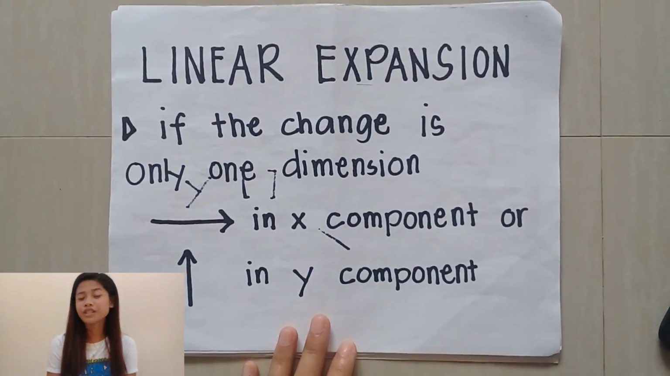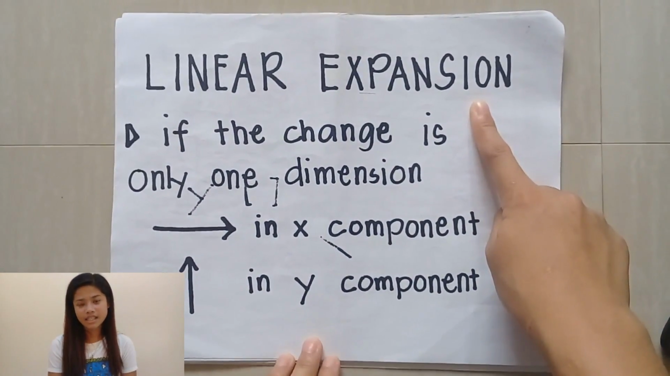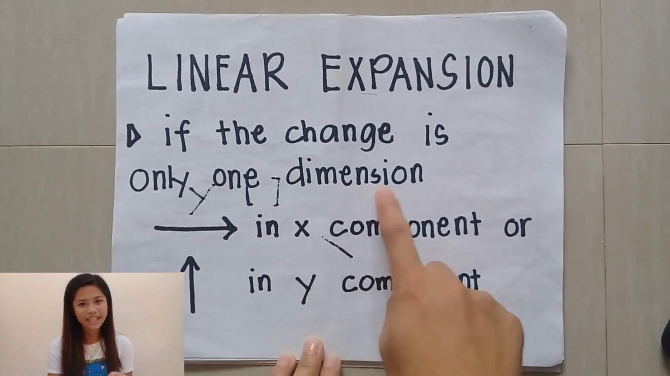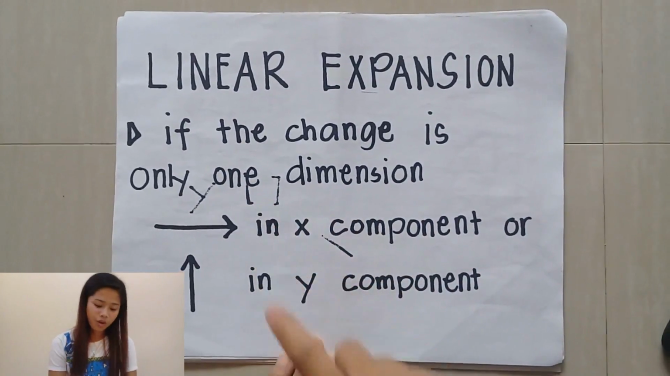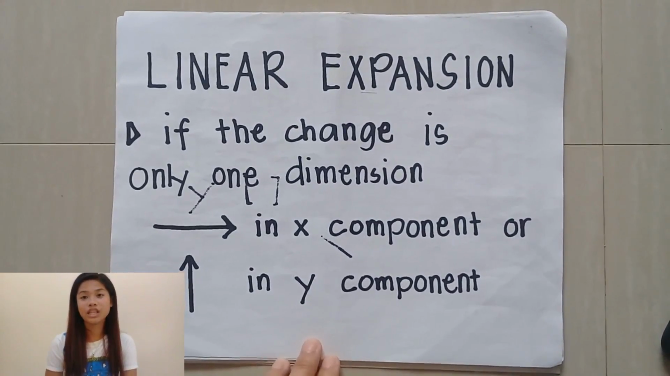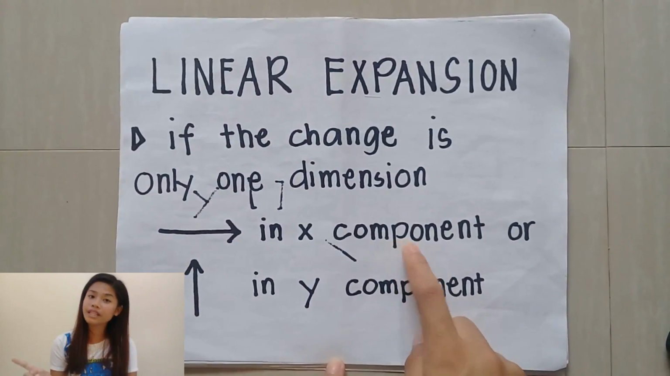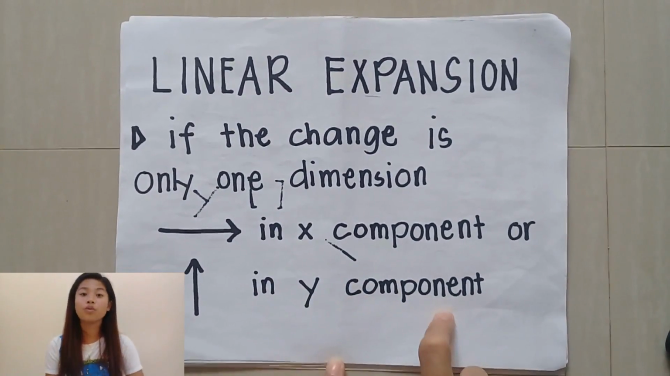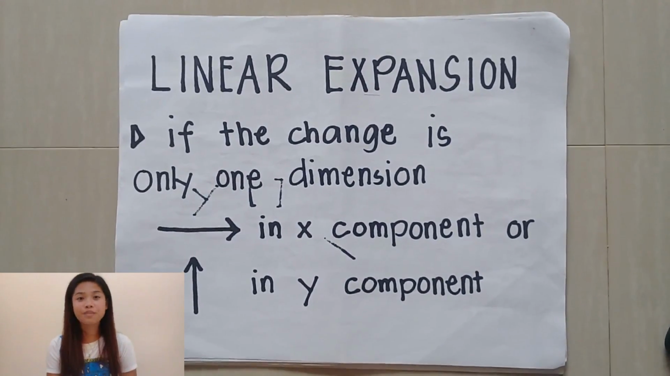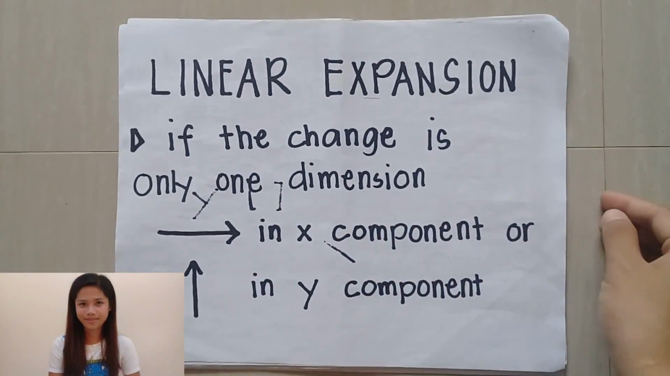So, when we talk about linear expansion, it is when the change is only in one dimension. For example, when the expansion is in the linear or in the x component, or maybe in the y component. So, one thing is for sure, linear expansion is one-dimensional expansion only.